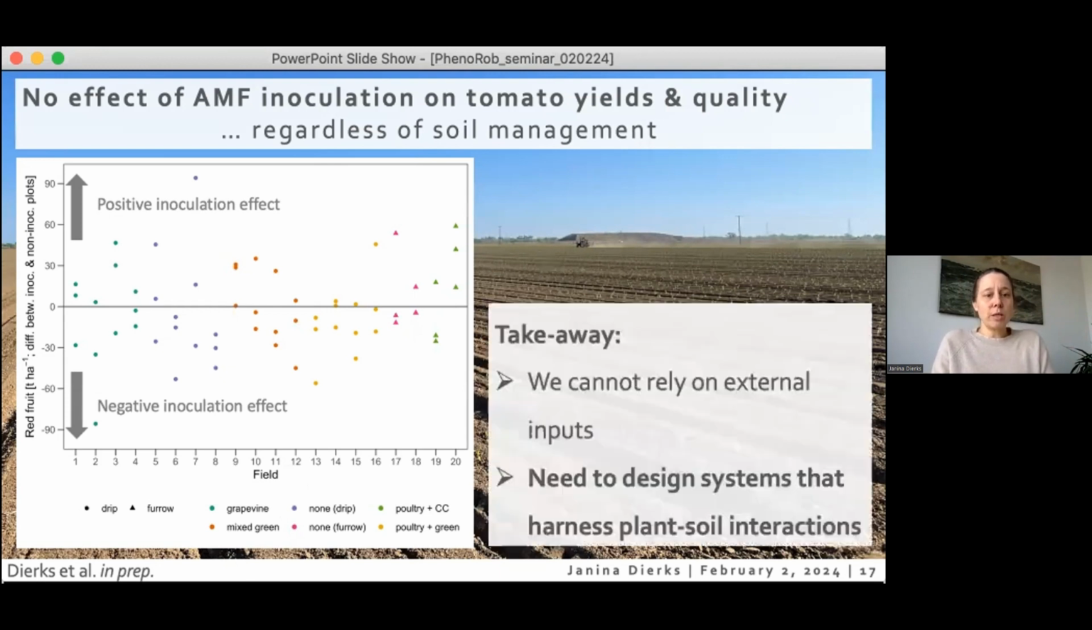And so to me, these results drive home the point that we can't achieve sustainable agriculture by simply relying on external inputs, whether it's bioinoculants, fertilizer, pesticides. Instead, we have to figure out how to best design and manage farming systems that support optimal plant-soil interactions.